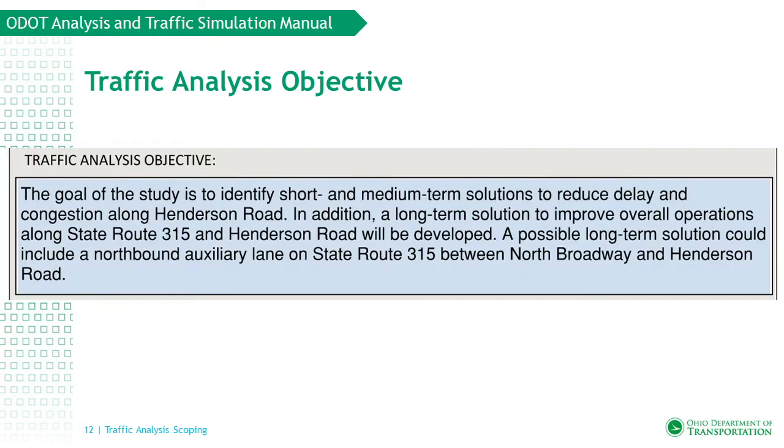For this sample project, the goal of the study is to identify short and medium-term solutions to reduce delay and congestion along Henderson Road. In addition, a long-term solution to improve overall operations along State Route 315 and Henderson Road will be developed. A possible long-term solution could include a northbound auxiliary lane on State Route 315 between North Broadway and Henderson Road.